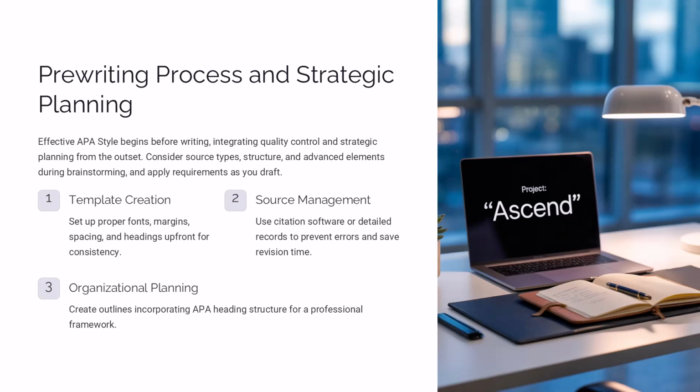Effective APA-style implementation begins before you write your first sentence. During the brainstorming and topic development phase, consider how APA-style requirements will shape your project. Think about the types of sources you'll need, the organizational structure that will serve your arguments, and the advanced elements that might enhance your presentation.